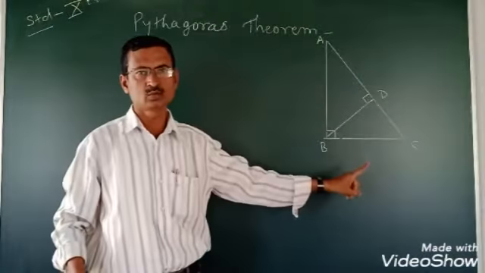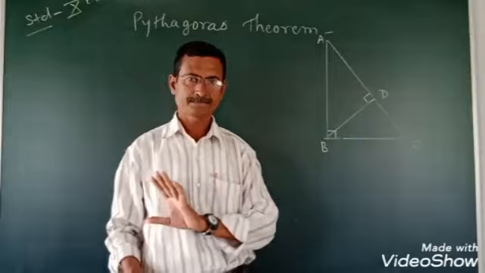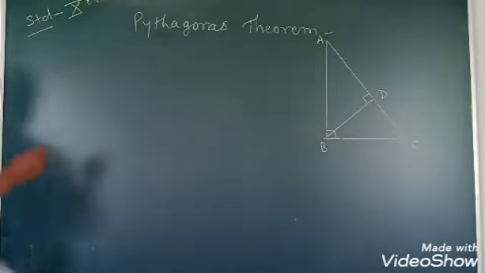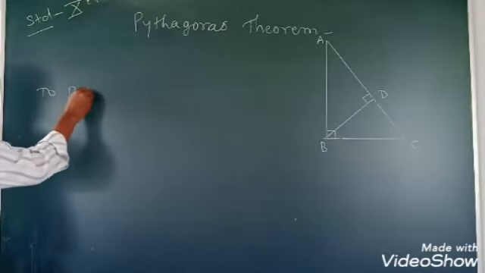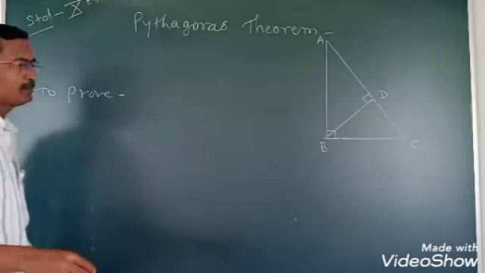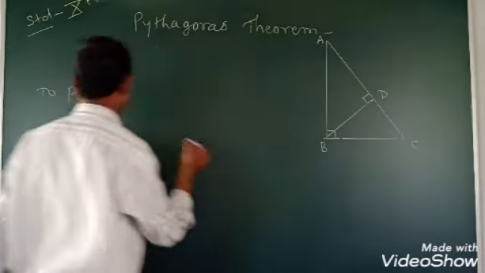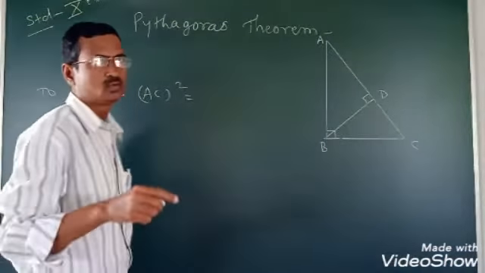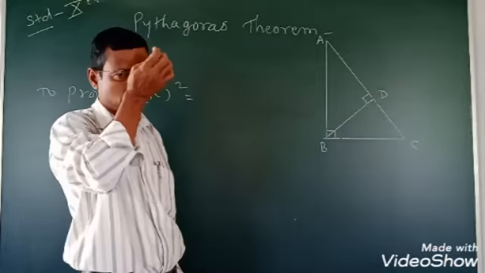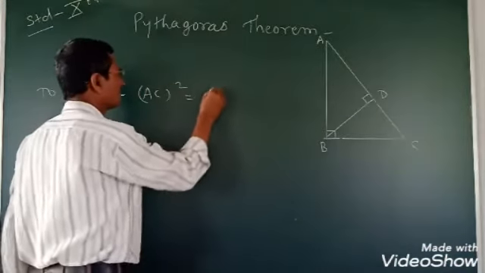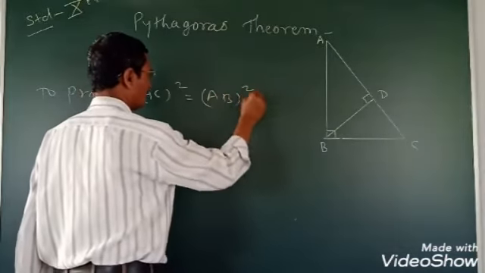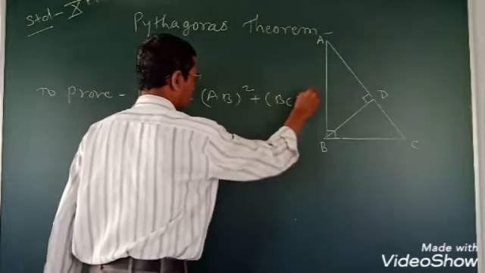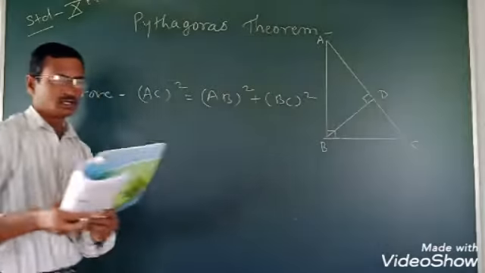Now the statement of the theorem is: in a right angle triangle, the square of the hypotenuse is equal to the sum of the squares of the two remaining sides. Means what we have to prove? We have to prove that the square of the hypotenuse, here AC is the hypotenuse, and therefore AC square is equal to the sum of the squares of the remaining two sides. Means AC square is equal to AB square plus BC square. We have to prove this.